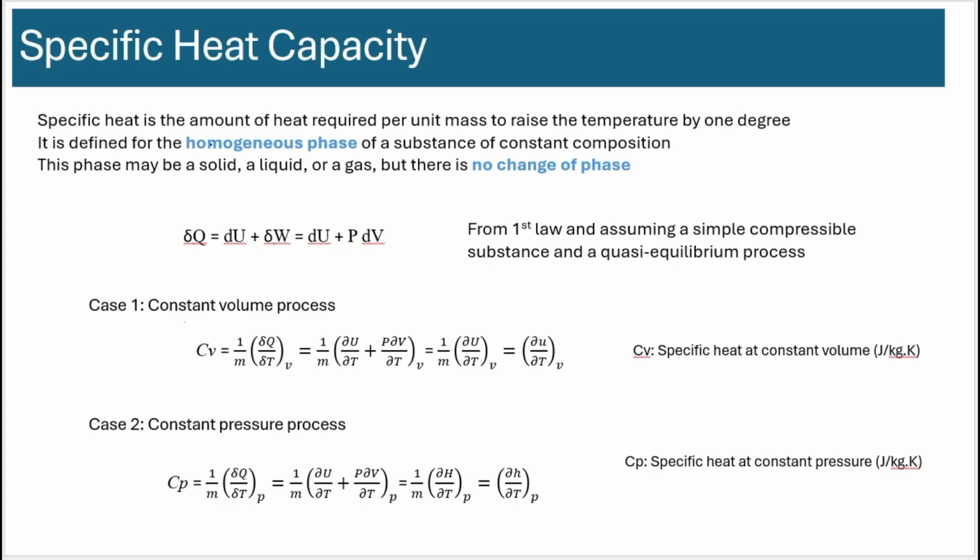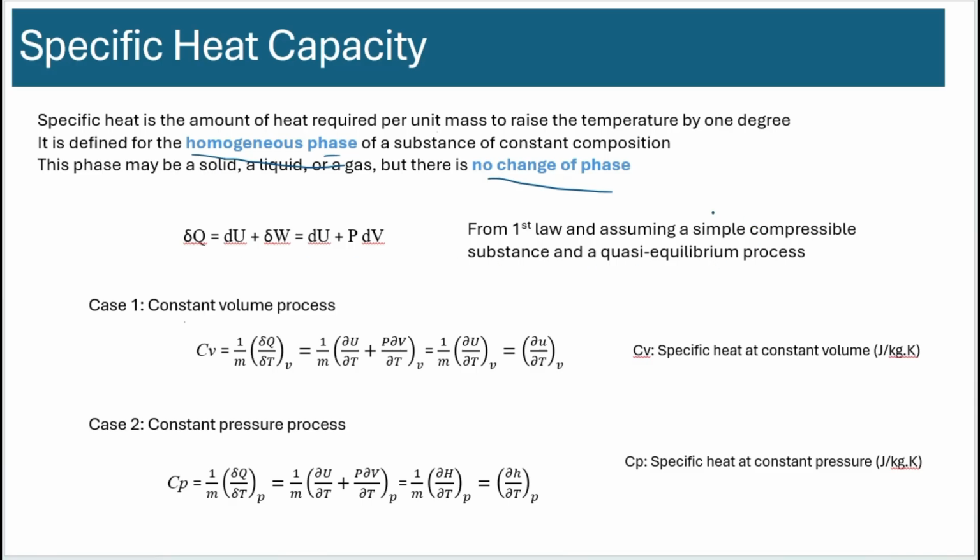So what exactly is specific heat? It is the amount of heat required per unit mass to raise the temperature by 1 degree. And it's only defined for a homogeneous phase. That means it's not defined for two phases. It's defined for a single phase, and the substance is not undergoing any change of phase. It's only defined for a single phase. Now, how is this property derived?